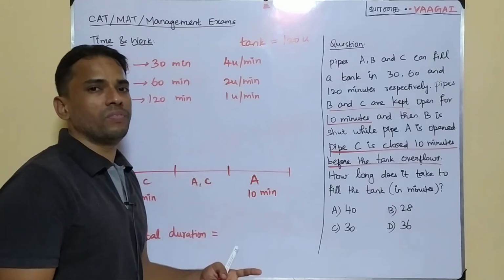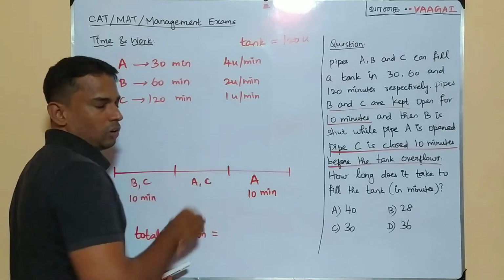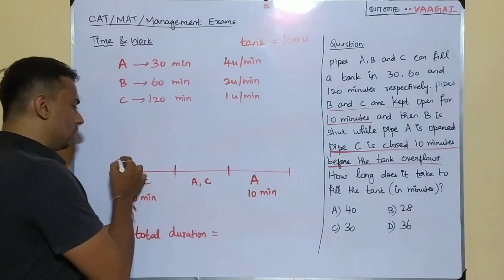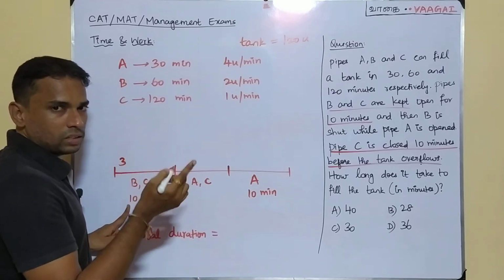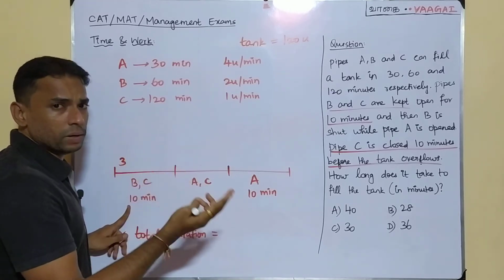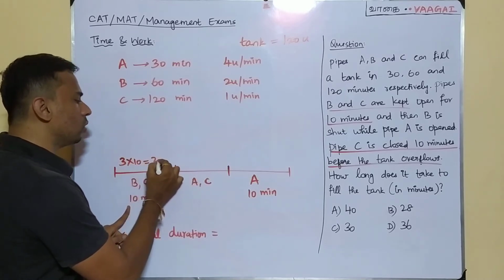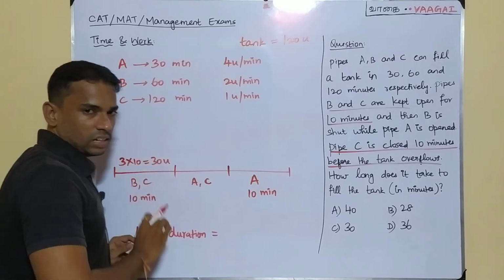So what will be the combined efficiency of pipes B and C? It will be 2 plus 1, it will be 3. Okay, so in that case, pipes B and C can fill 3 units per minute. That too for how many minutes? 10 minutes. So in 1 minute, 3 units. So for 10 minutes it will be 3 tens are 30 units it can fill. So for the first 10 minutes these 2 pipes would have filled 30 units.